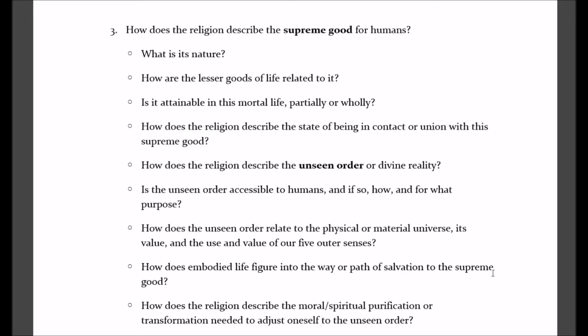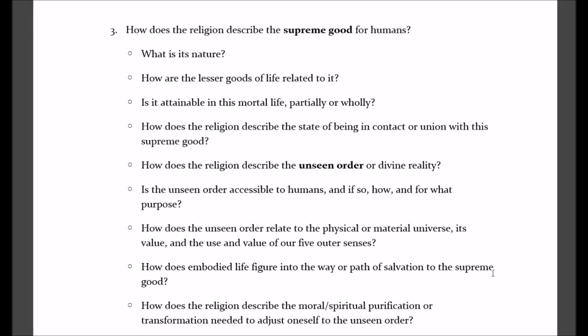How are the lesser goods of life related to the supreme good? Is it attainable in this mortal life, partially or wholly? How does the religion describe the state of being in contact or union with this supreme good? Maybe the supreme good is God himself, say in either a pantheistic or monotheistic system. What does it mean to be in union with that? Right? So that's going to be described in some cases.